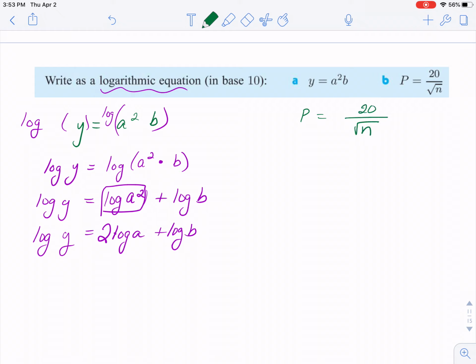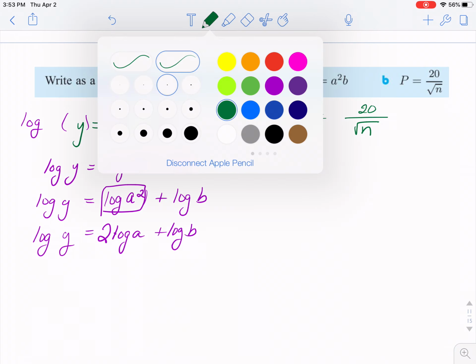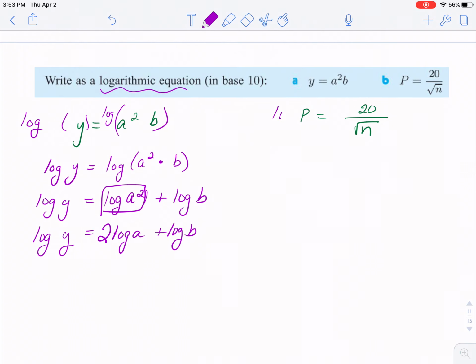So letter B, same deal, p is equal to 20 divided by root n. Has to be positive on both sides because 20 divided by the square root of n, we're only looking at the positive number. So we are going to take the logarithm of both sides. Now again, if I don't write a base, I do indicate this is base 10. So log of p base 10 is equal to the log of 20 divided by root n.